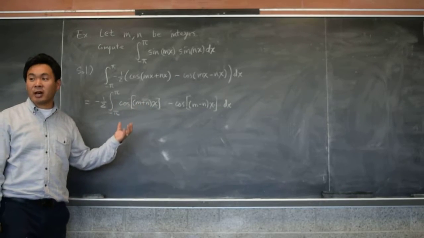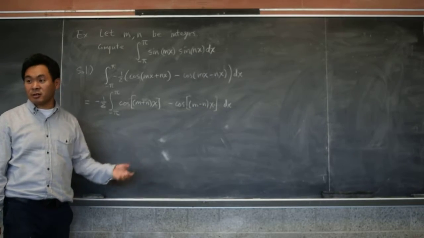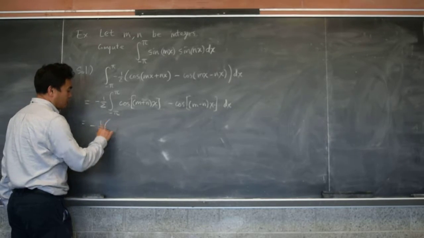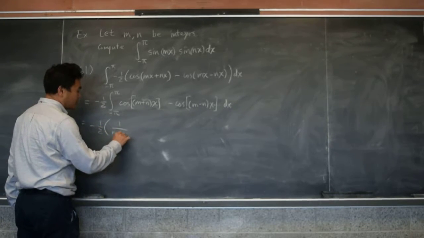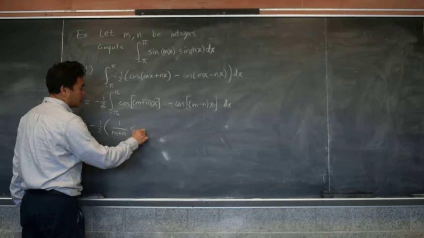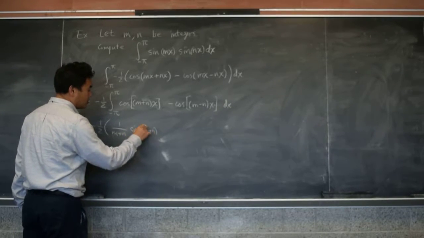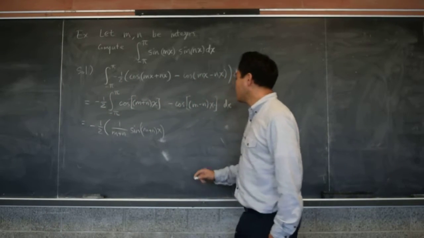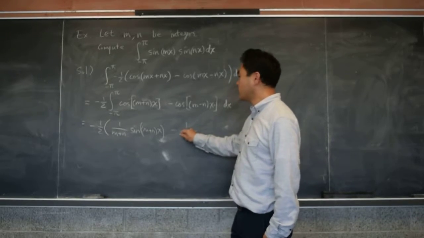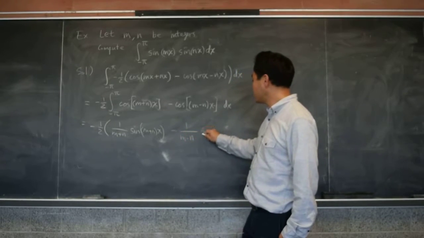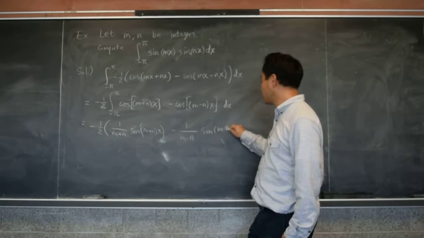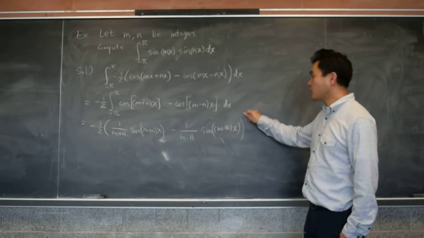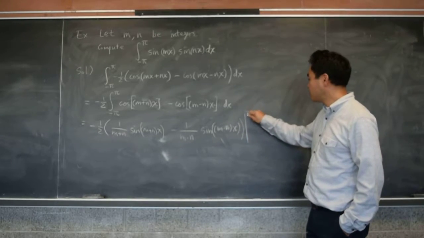1 over a times sine ax, right? Here a is just m plus n, so you can use that. 1 over m plus n sine m plus n x. And then same thing here, minus 1 over m minus n sine m minus n x. And you're plugging in pi and negative pi.